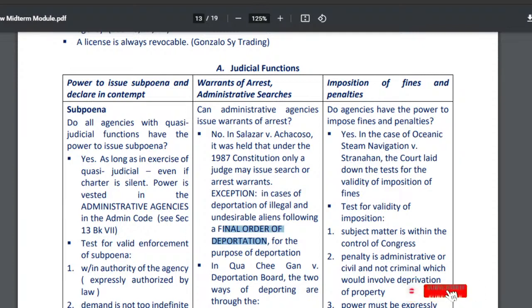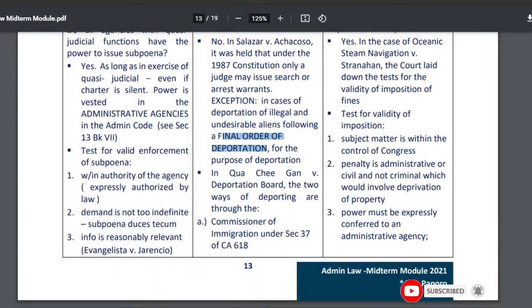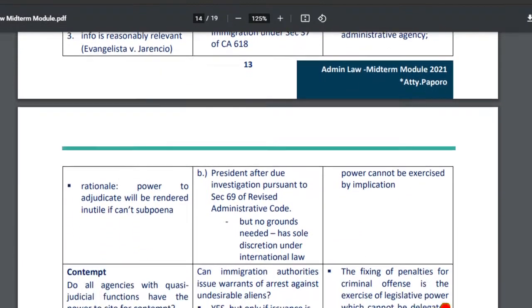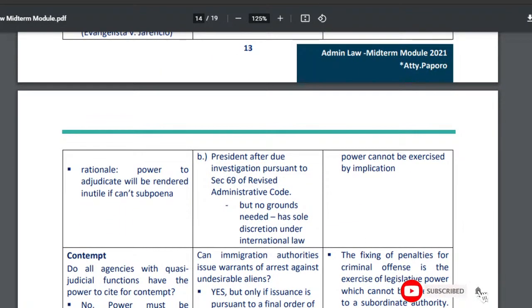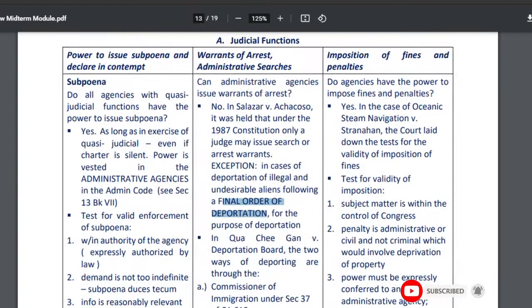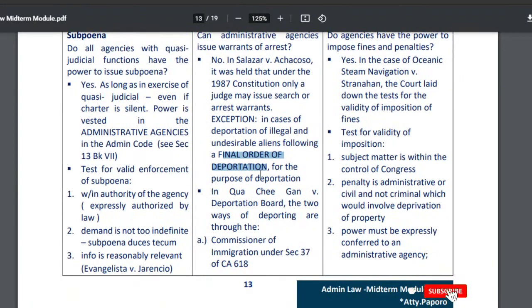Now, in Qua Chee Gan versus Deportation Board, the two ways of deporting are through the Commissioner of Immigration and the President after due investigation. So that is what they did in this case. Where was that? Qua Chee Gan versus Deportation Board.